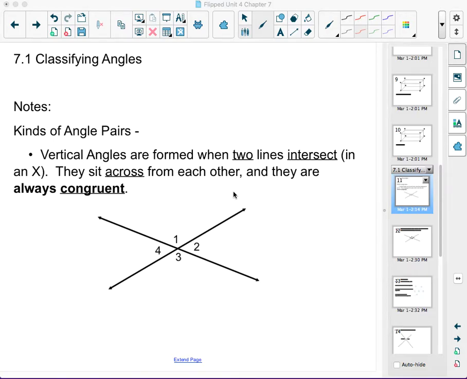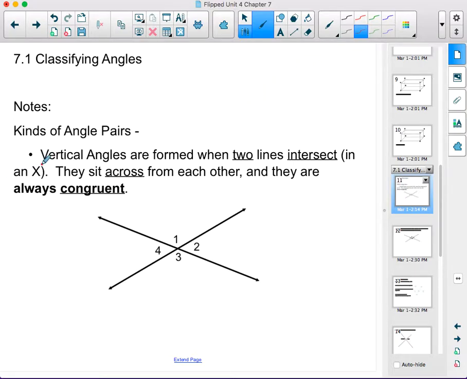This is our video for Chapter 7, Lesson 1, Classifying Angles. Now, you will remember that in our prerequisite information for Chapter 7, we talked about how to classify individual angles. This lesson is really about classifying angle pairs, which means two angles that work together and have a special relationship. So the name of this lesson is a little bit deceiving.